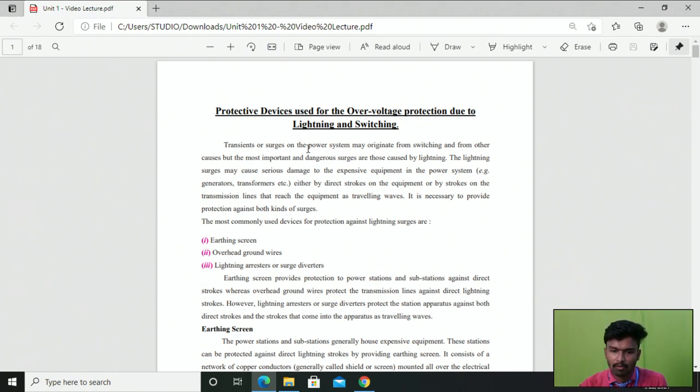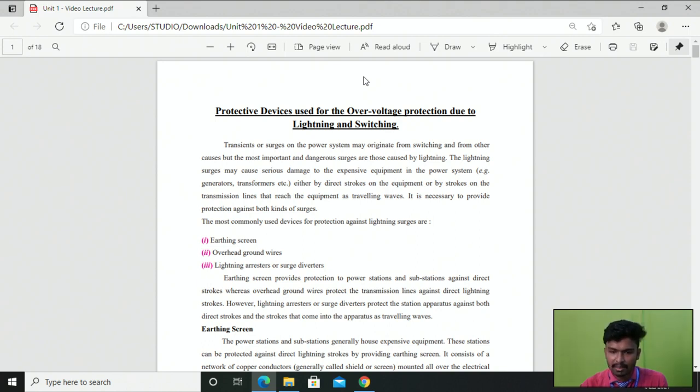First of all, we need to know what a transient is. A transient or surge on the power system may originate from switching and from other causes, but the most important and dangerous surges are those caused by lightning. Among switching and lightning, lightning creates the dangerous surges. So we need to provide protection against lightning, otherwise it may cause damage to the apparatus present in our power system. The lightning surges may cause serious damage to the expensive equipment in the power system.